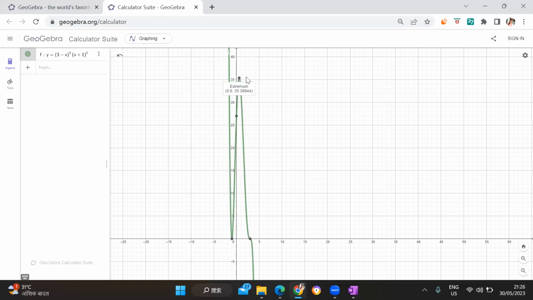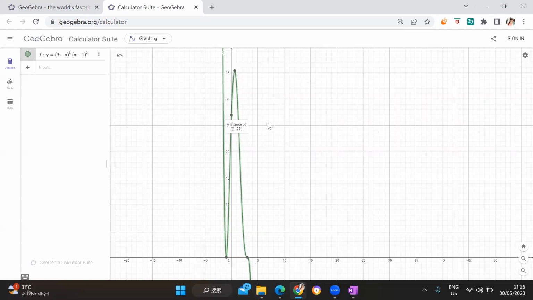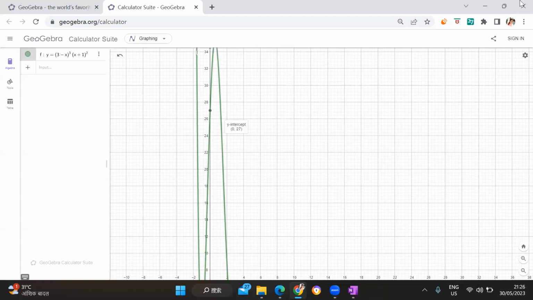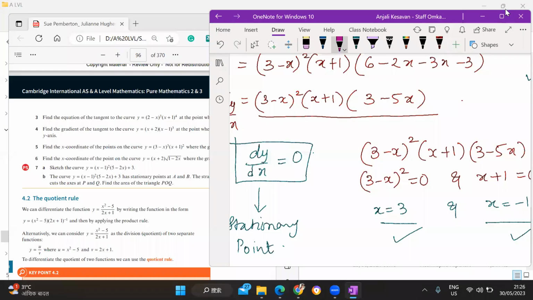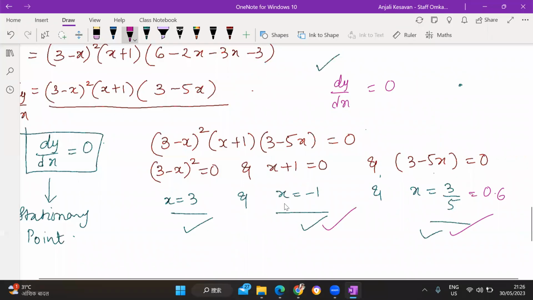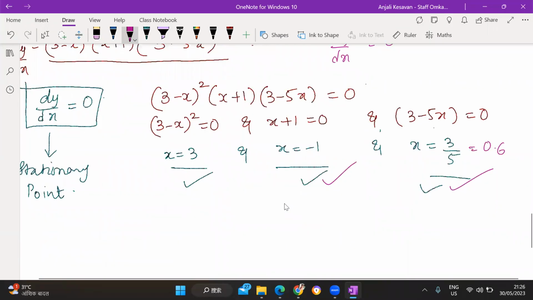Okay, 1, 2. See, wherever they write extremum, can you see extremum written over here? They are all the roots. But do you see root here? No, it's saying the y-intercept. It's just highlighting the y-intercept. That's not your root. Okay, is that clear? What are the stationary points of this curve? All right.